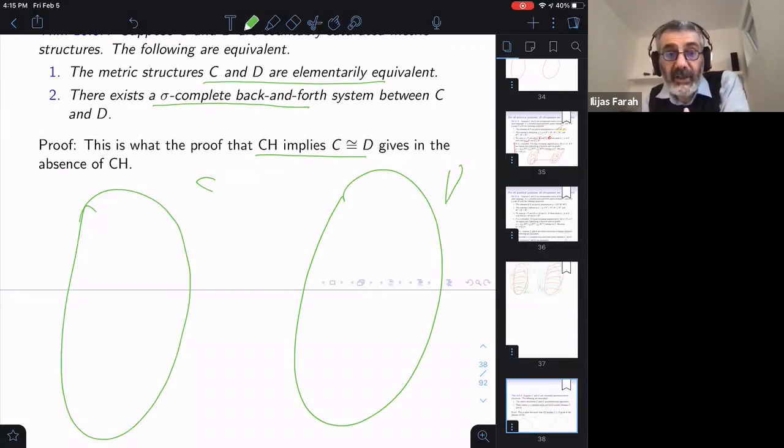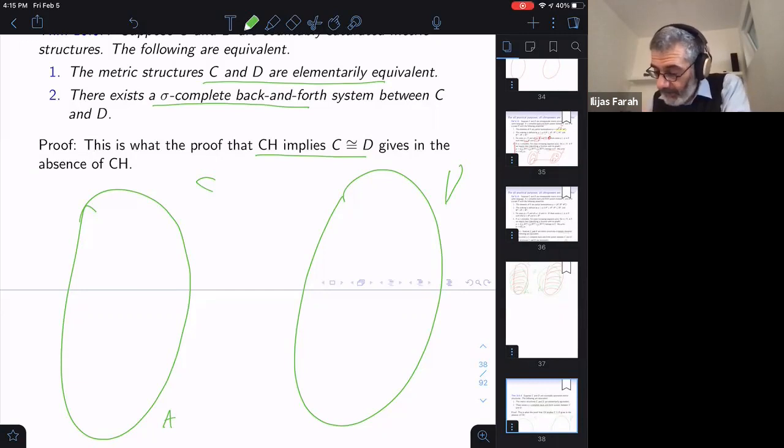By the way, note in my definition of sigma complete back and forth system, I didn't require those AP to be elementary submodels of C or BP to be elementary submodels of D. It makes no difference. On a cofinal subset, you will have that property. So we'll just construct one which has this property.